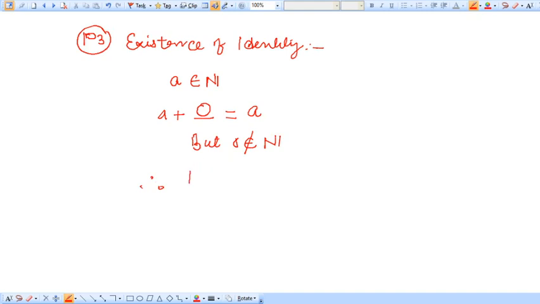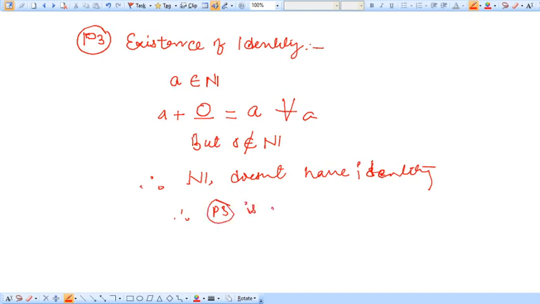Therefore, we can write that the set of natural numbers doesn't have an identity. There exists no number which when added to a gives a again for all a. Because 0 was the identity, but 0 doesn't belong to natural numbers, and therefore N doesn't have an identity. So property 3 is not satisfied.